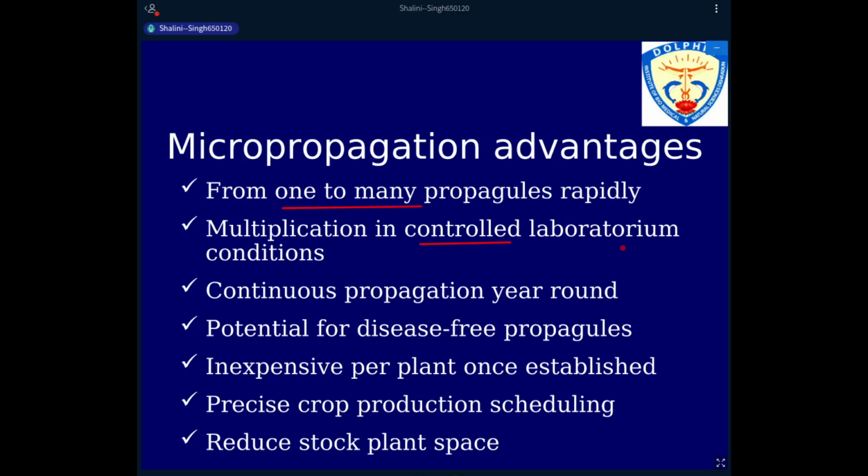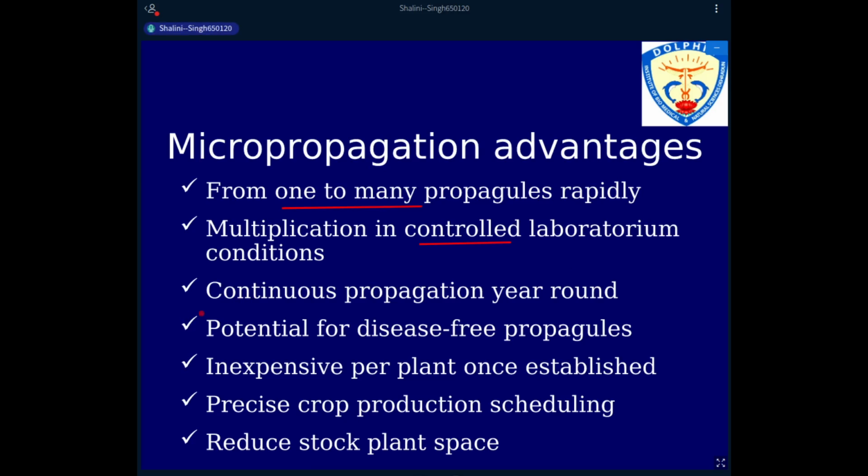Whereas in case of field condition, weather conditions may be extreme. Sometimes the temperature goes very high, as in summers, and in winter crops the temperature goes very low. There may be flooding. So such environmental calamities can be there. These are unavoidable, whereas in lab conditions, when we are doing micropropagation, such things can be avoided easily.